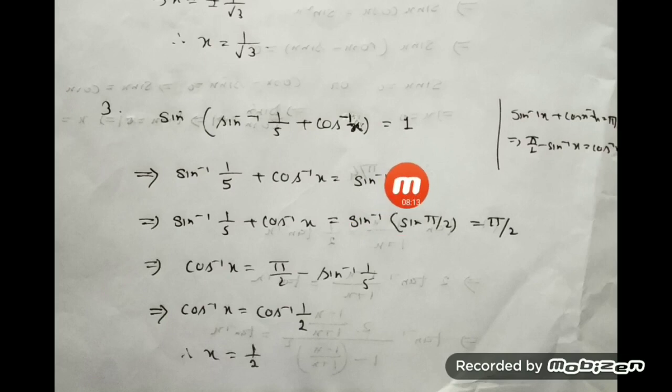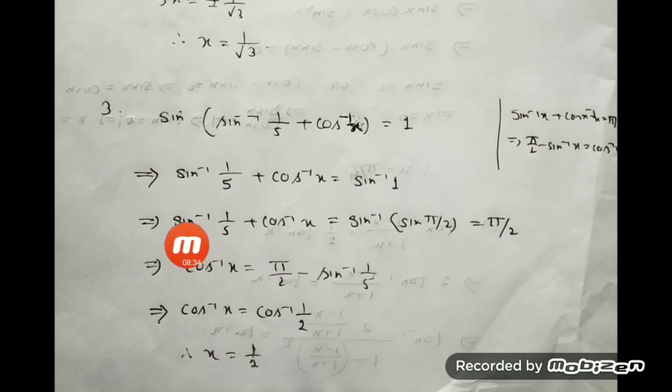And 1 is a standard value of sine. When we have sine inverse of 1, the value is pi by 2. So if I bring this to the right side, it becomes sine inverse of 1. Keeping the left side as it is, sine inverse of 1 is pi by 2, so sine of sine inverse of x gives x, and the right side is pi by 2.